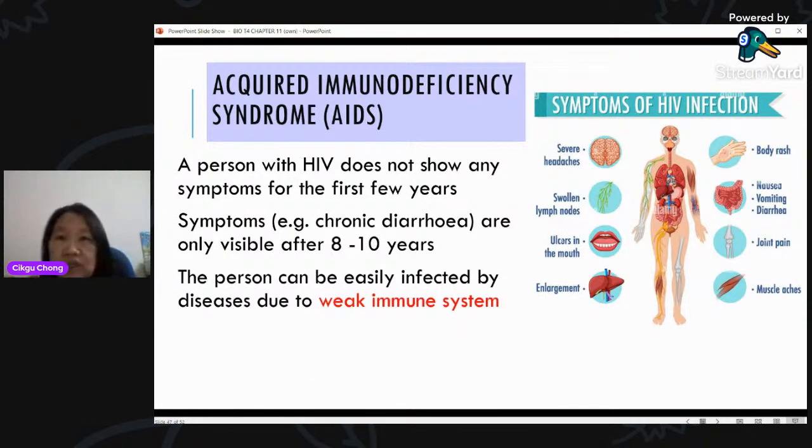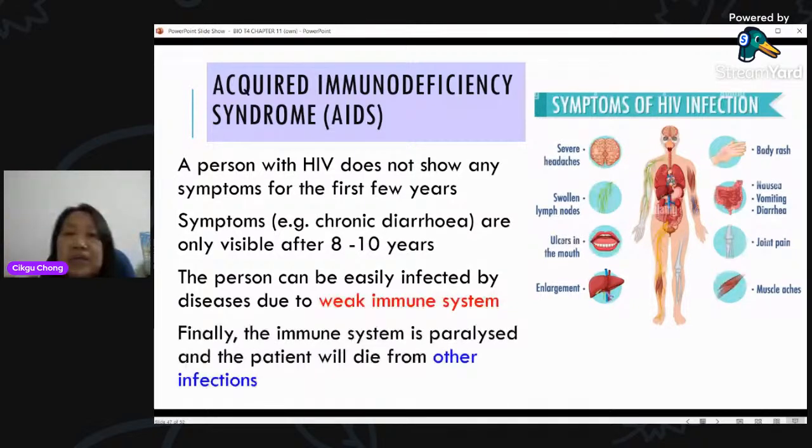And the person can be easily infected by other diseases, like I mentioned, pneumonia, due to a weak immune system. It could be a lung infection. It could be something else that will not kill other people, but it will kill someone who has AIDS. Finally the immune system will be paralyzed and the patient will die from other infections. So you see, it's other infections that kill the person, not the AIDS itself.